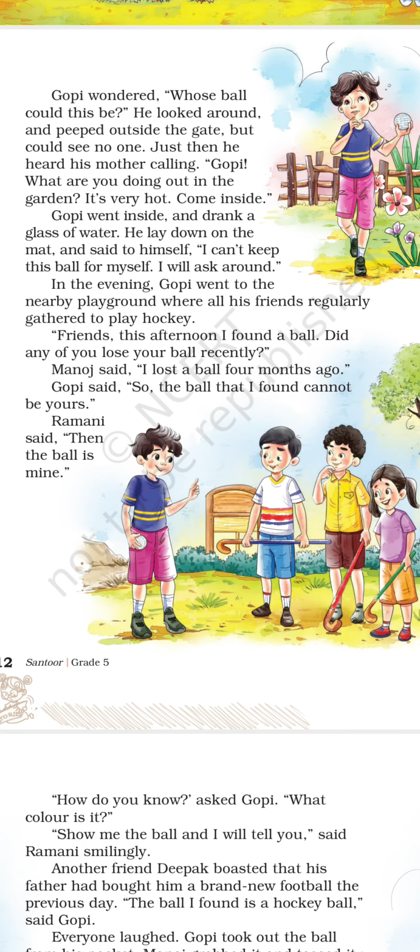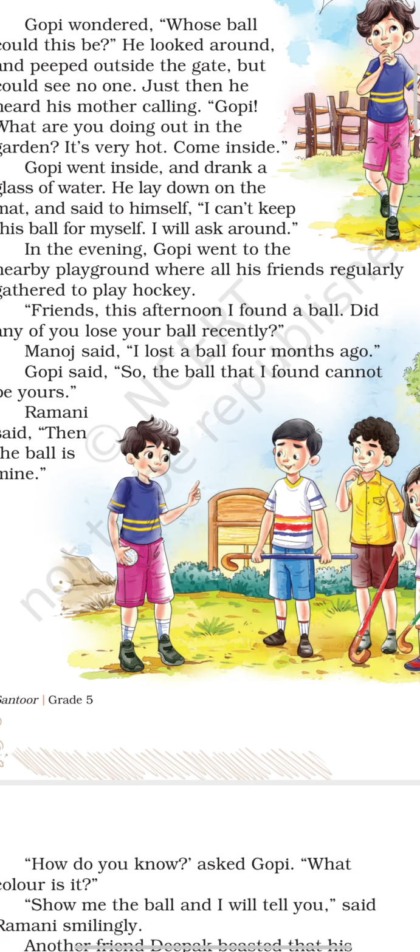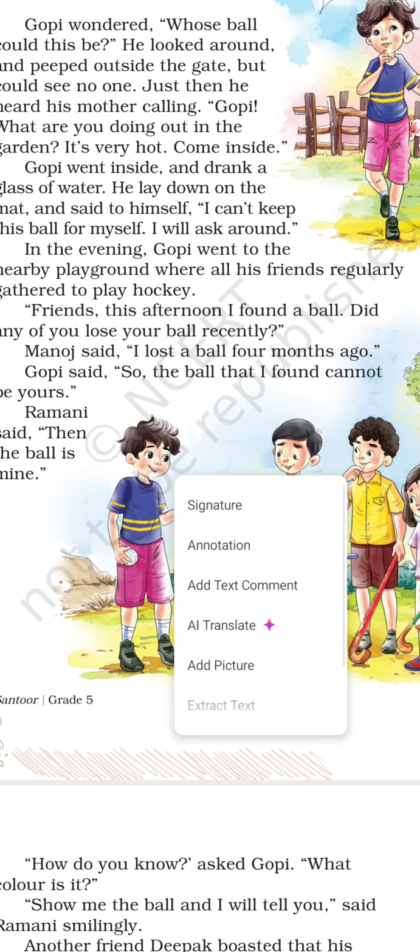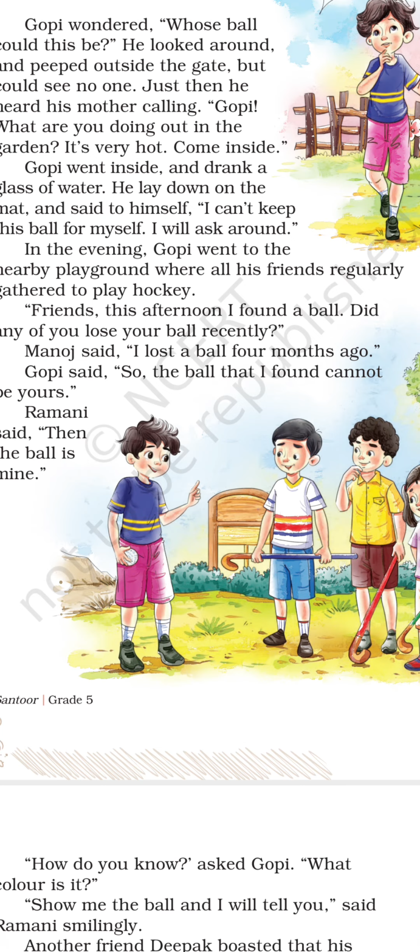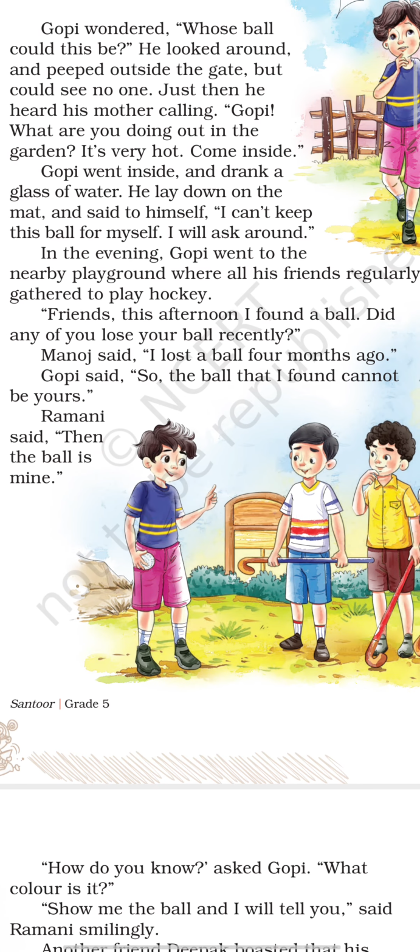Gopi wondered whose ball this could be. So he was wondering whose ball it would be. He looked around and peeped outside the gate. He looked here and there and also near the gate. But he could see no one. No one was there. How did the ball come? He was wondering. Just then he heard his mother calling, Gopi, what are you doing out in the garden? It's very hot, come inside.